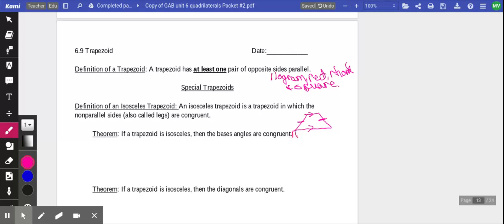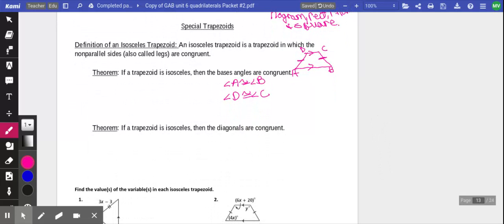Now, it really doesn't matter which ones you're referring to as the base, whether it's the ones with the short side or the long side. So in my trapezoid here, I would say that angle A is congruent to angle B, or angle D is congruent to angle C. Both those are base angles. Then also, if a trapezoid is isosceles, the diagonals are congruent.